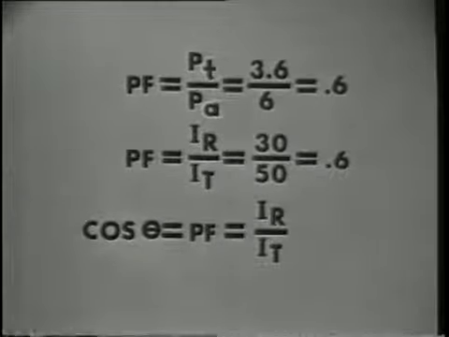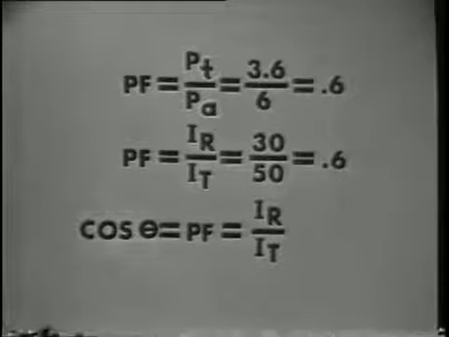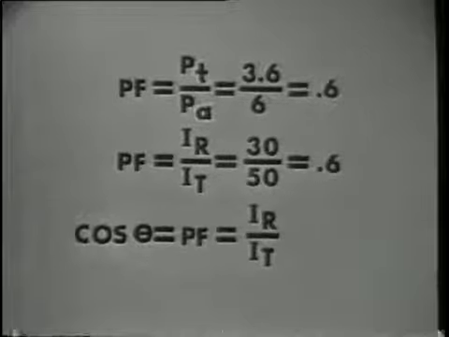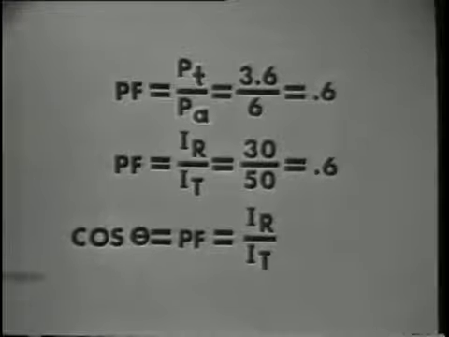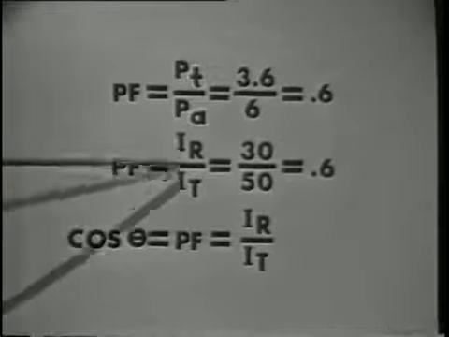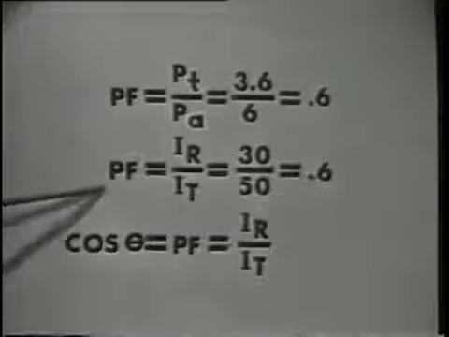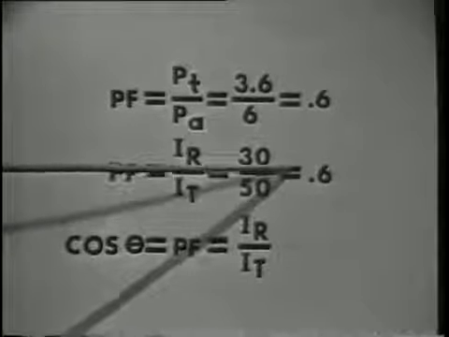Also, since the currents in the circuit tell us the amount of power in each branch, we can use the ratio of these currents to determine the power factor. IR over IT, 30 over 50 equals 0.6. The power factor again is 0.6.